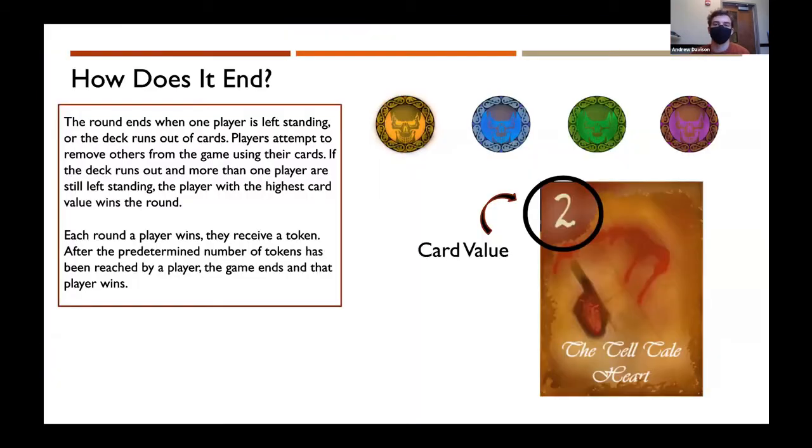The game ends, like I said before, when one player is left standing or the deck runs out of cards. Players are attempting to knock each other out by using their cards. But if the deck runs out and more than one player is still left standing, then the player with the highest card value wins that round. Your card values are specified up here in the corner. The important thing to note is that cards with a lesser value tend to be more frequent in the deck, like in the case of the Raven, the 1. There are actually 5 of those cards in the deck. But in the case of Lenore, the 8, there's only 1. So when you're strategizing during the game, sometimes it's better to keep the highest card in case the deck runs out of cards and you're still left standing.